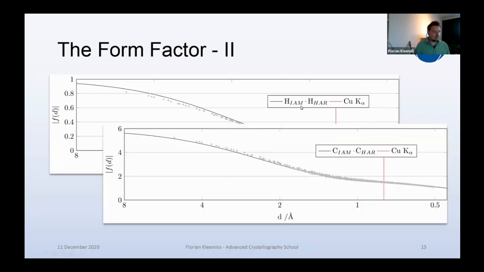So if we look at the carbon atom on the other side, we can see that the carbon atom did obtain a bit of electrons from the two bonded hydrogen atoms and therefore generally lies above the shape of the spherical atoms, but also some reflections are lower compared to our reference of a spherical atom. And therefore, this also shows that not only hydrogen atoms, but all atoms can benefit from description using non-spherical atomic form factors.